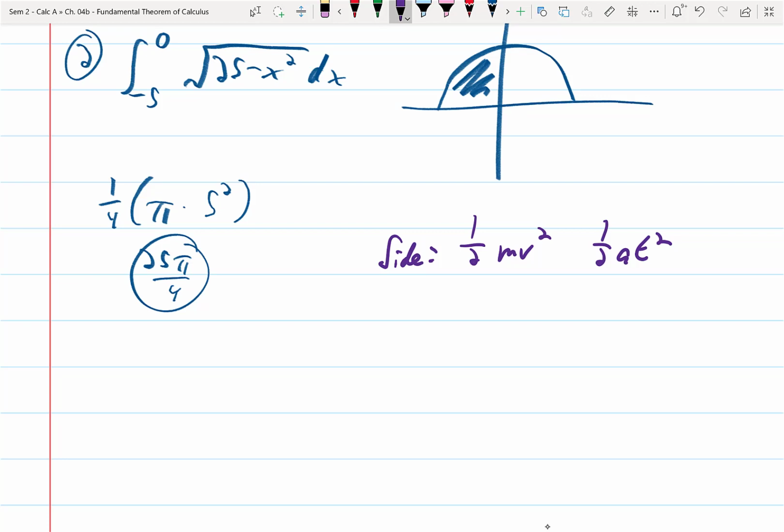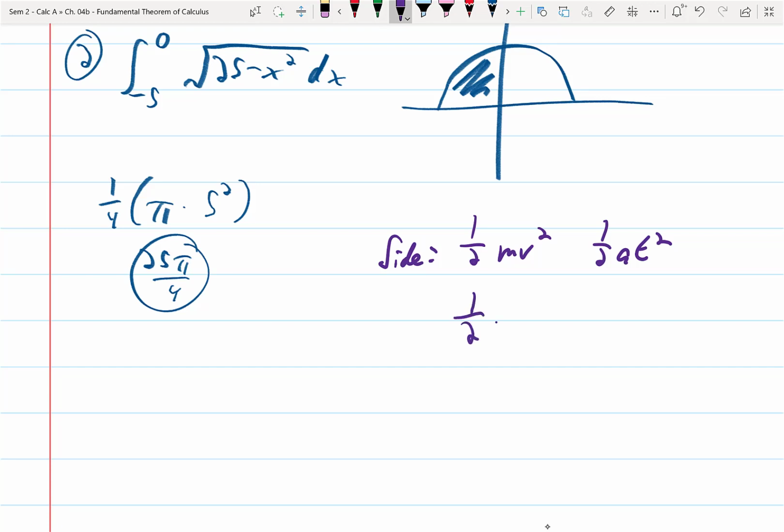What? Well, mv is momentum, but the integral of momentum is, why am I forgetting this? Is that a force due to gravity? In any case, 1/2 something something squared is a constant in mathematics.